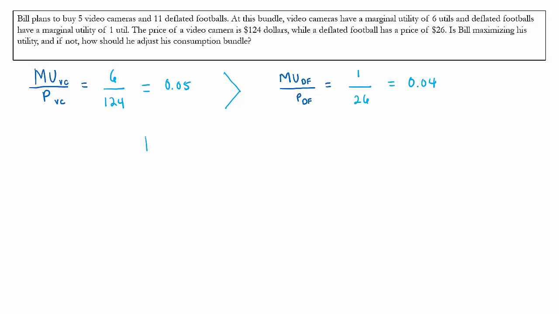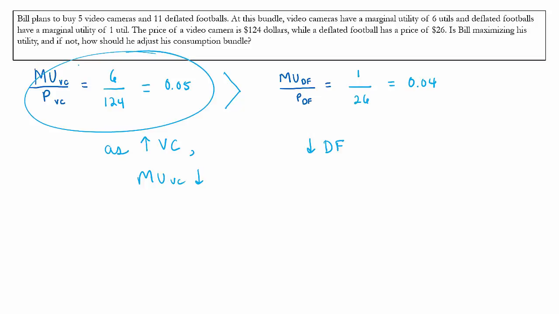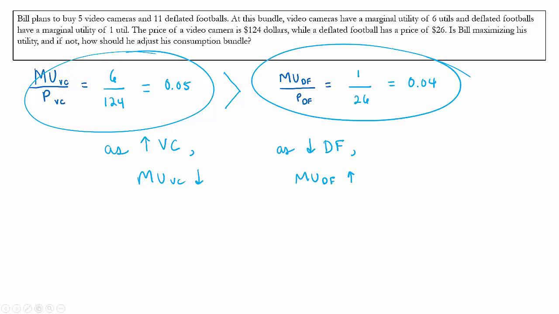which again is why we're telling Bill, yeah, you should consume more video cameras and you should consume fewer deflated footballs. And as you do so, as the consumption of video cameras goes up, the marginal utility should fall, making this bang per buck fall. And as the consumption of deflated footballs goes down, marginal utility of deflated footballs should go up, increasing this side, this bang per buck, until they're equal.